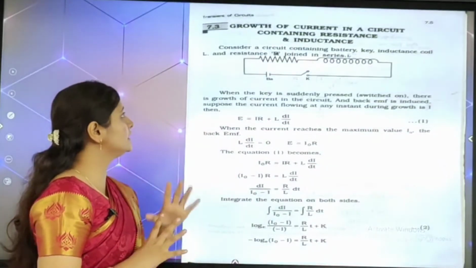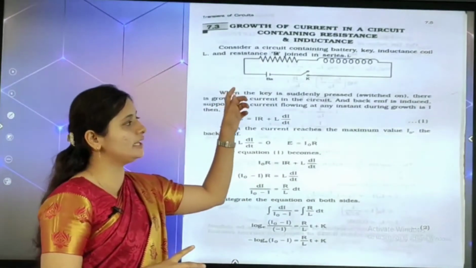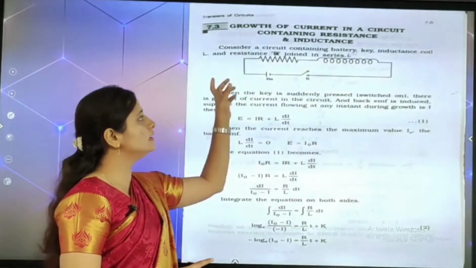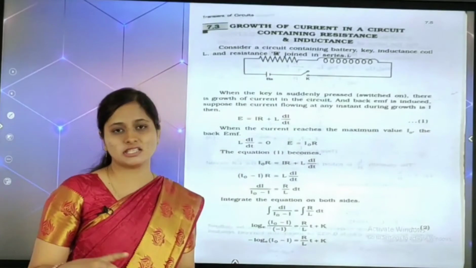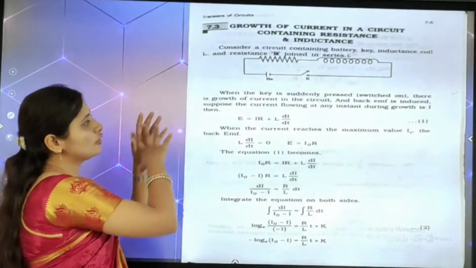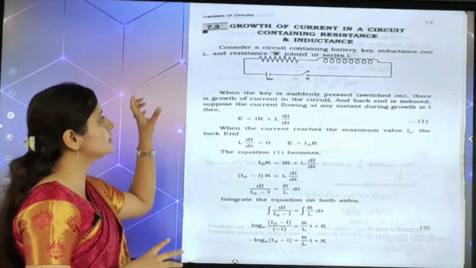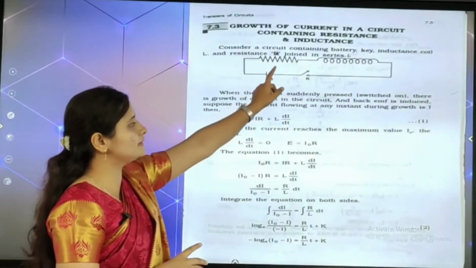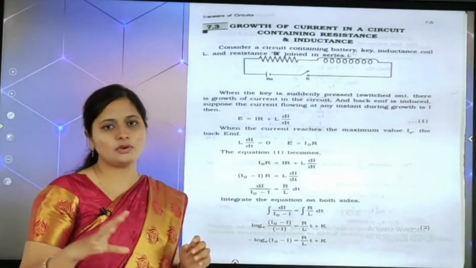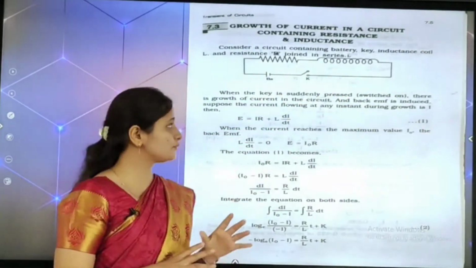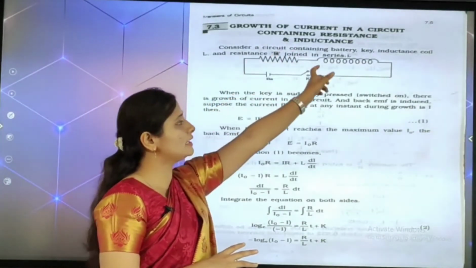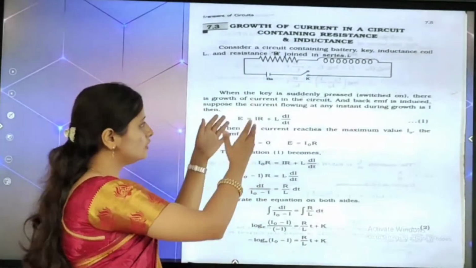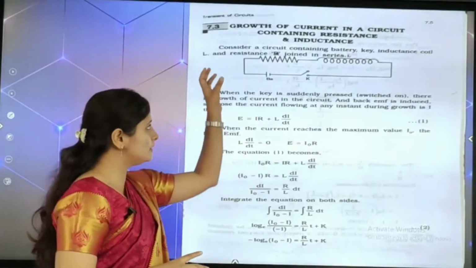Okay, so see here, consider a circuit containing a battery, key, inductance coil L and a resistance R joined in series. So first we should concentrate on a diagram. In the diagram, one resistance R is there, one inductance coil L is there, a battery is there and the plug key is there. Here we are using the normal plug key. Whatever our resistance and the inductance coil are there, both are connected in series. So this is the explanation of the diagram in the first line.